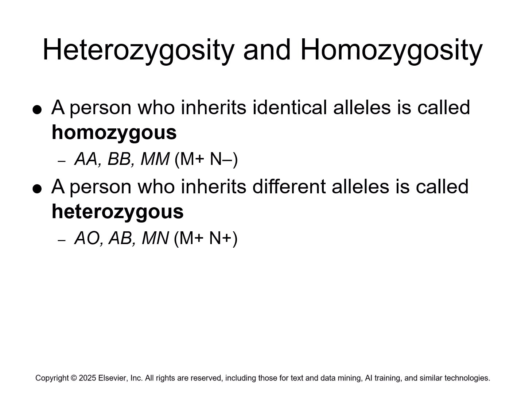A person who inherits different alleles is called heterozygous. So a person who has phenotype blood group A could inherit the genotype of A and O, meaning they get A from one parent and O from the other, meaning that they are heterozygous for blood group A. This is the same phenomenon for all of our different alleles of the blood group systems.